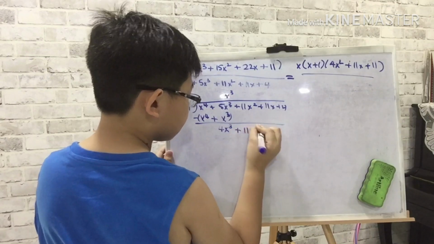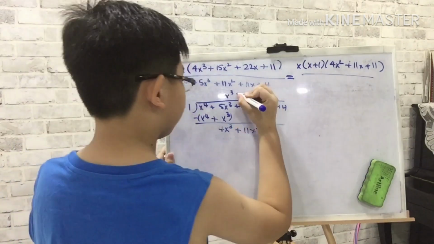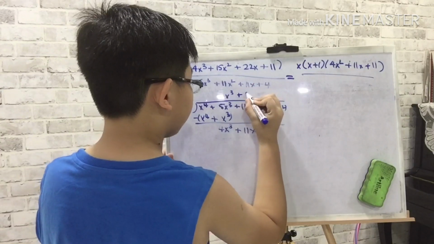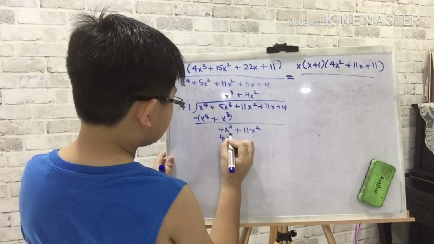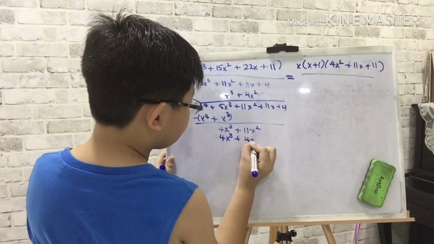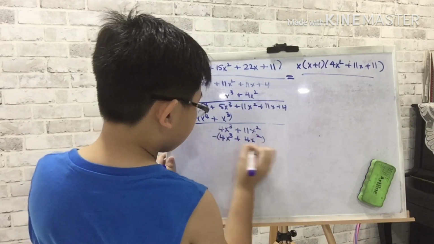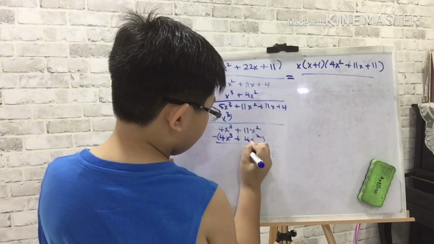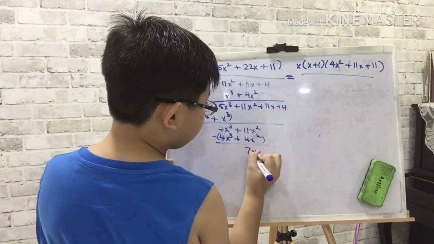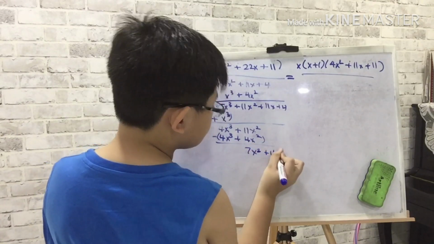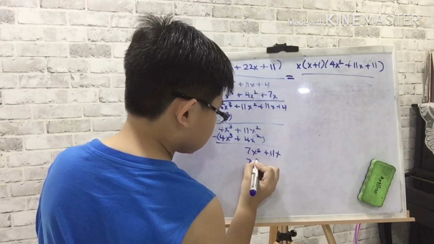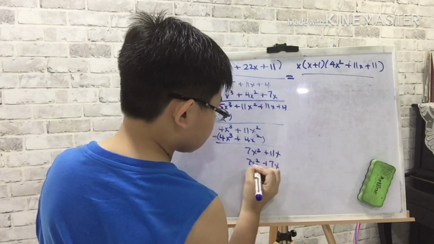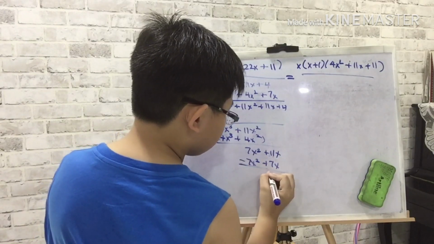Then we add this down. Then over here, we're gonna have 4x squared. So 4x cubed plus 4x squared. And we're gonna have 7x squared. Putting this here, we're gonna have 7x. So 7x squared plus 7x. Subtract, we get 4x.